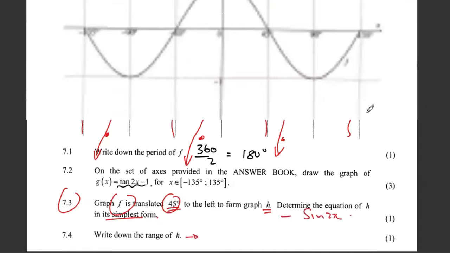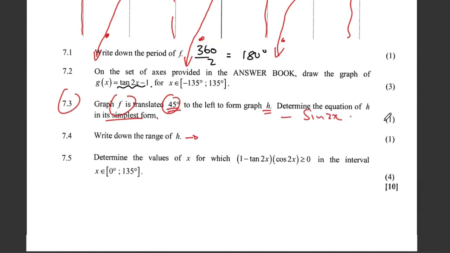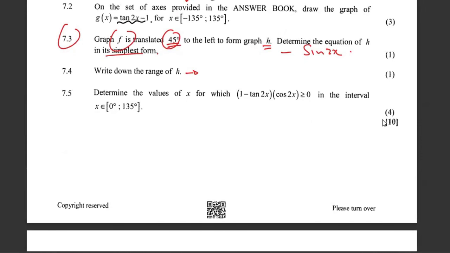So regardless of what is happening, it's just being flipped around this graph. And for the negative sine x, since the highest and lowest are still the same, we're going to say negative 1 less than or equal to y. Now there has to be an equal sign since it's the range. Okay, and then 7.5, determine the values of x for which this and that will be greater or equal to 0, between 0 and 135.